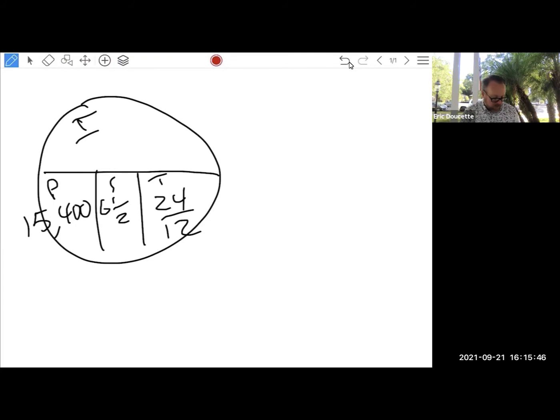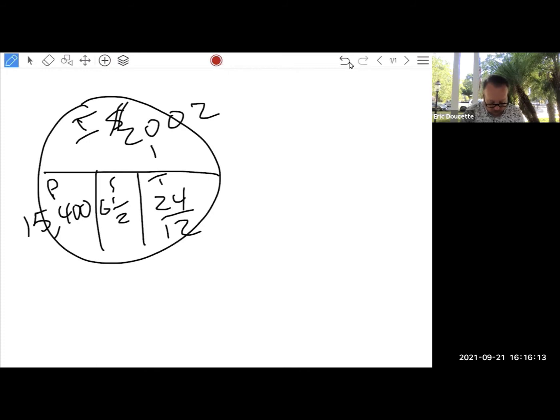So 15,400 times 0.0650, that's 6.5% in decimal, times 24 divided by 12 equals. So that equals $2,002 of interest. So for $15,400 at 6.5% interest for 24 months, I'm going to earn $2,002 of interest.